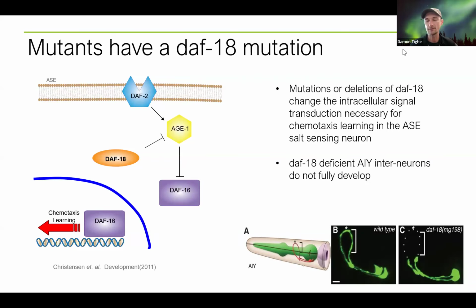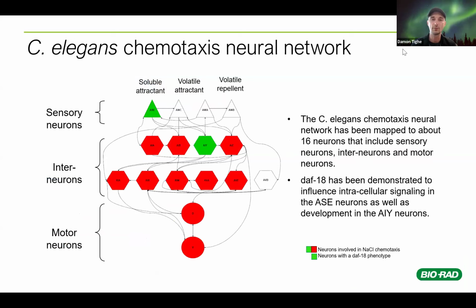And what this does is it causes a deformity in the neuronal pathways of the C. elegans. So DAF18 is expressed, or you kind of see its expression strongly in the neurons here in green. And so we've got a sensory neuron, your soluble attractant neuron, that is expressing it. And then you've got an interneuron that's also expressing DAF18. So if you're a mutant, your DAF18 isn't working in both of those.